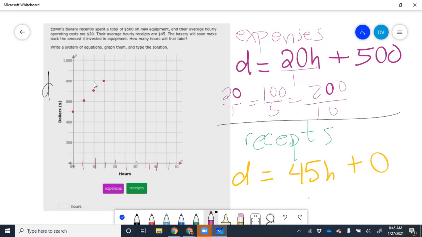Up another 100 and over 5, up another 100, over 5, up another 100 and over 5. You only have to do one when you're actually clicking these dots on the IXL, these points on the IXL. But that's going to be our purple line. Let me go ahead and draw it with purple.